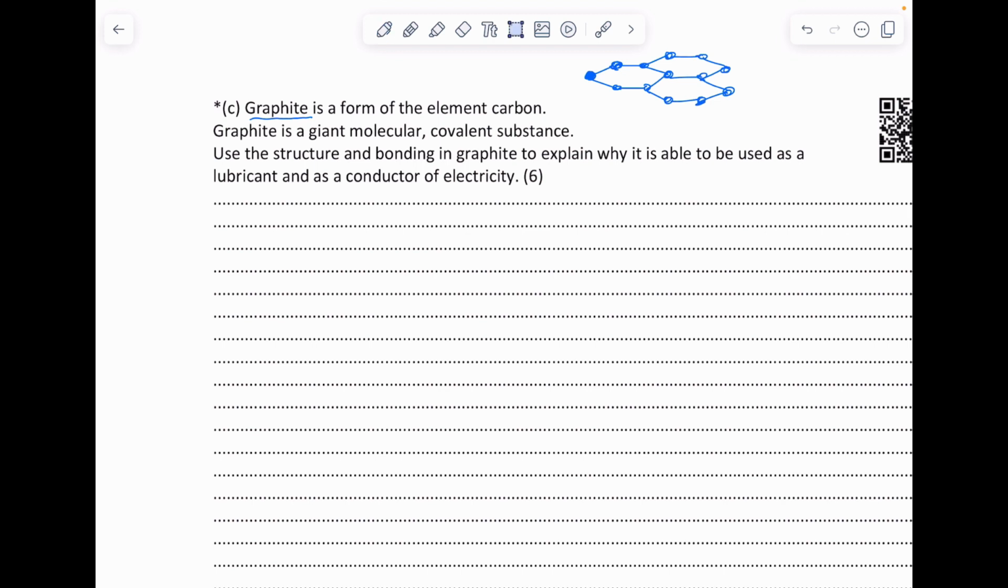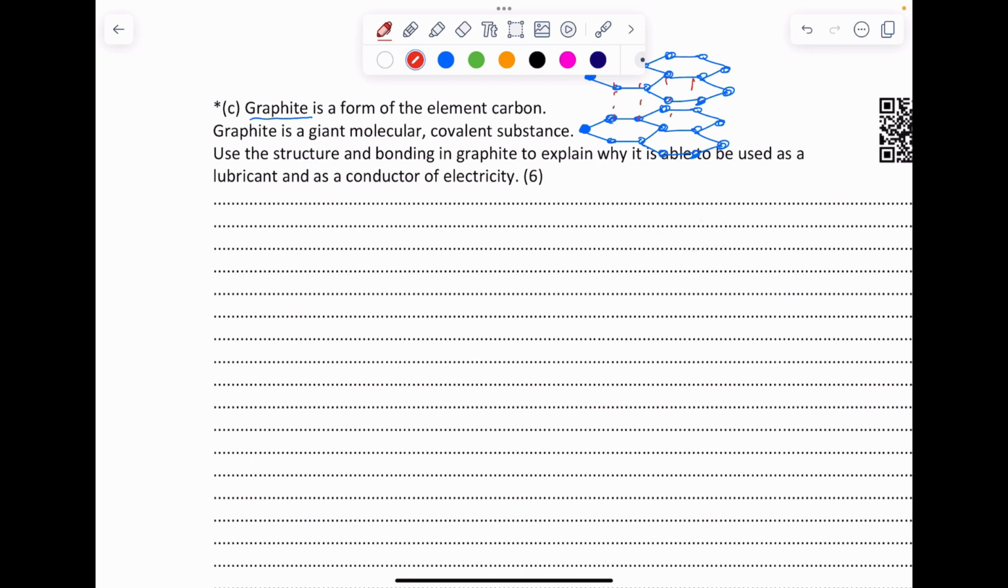I'm just going to replicate that because this exists in layers, and in between the layers are these weak forces. Okay, so this is our structure for graphite.